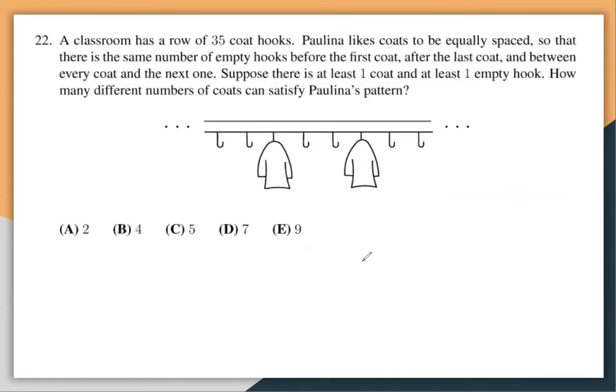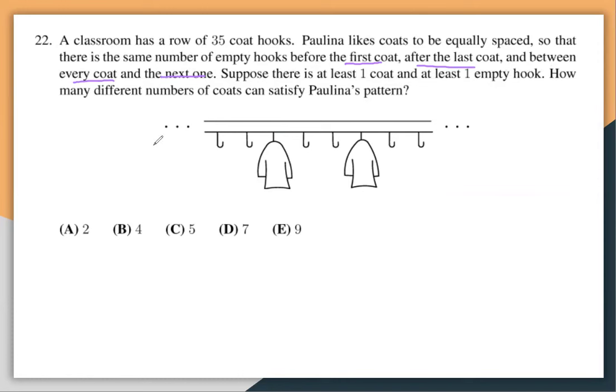Now, a classroom has 35 coat hooks, and the person likes to put coats on them equally spaced, so that there is the same number of empty hooks before the first coat, after the last one, and between every coat and the next one. Suppose there is at least 1 coat and at least 1 empty hook. How many different ways can we arrange this?